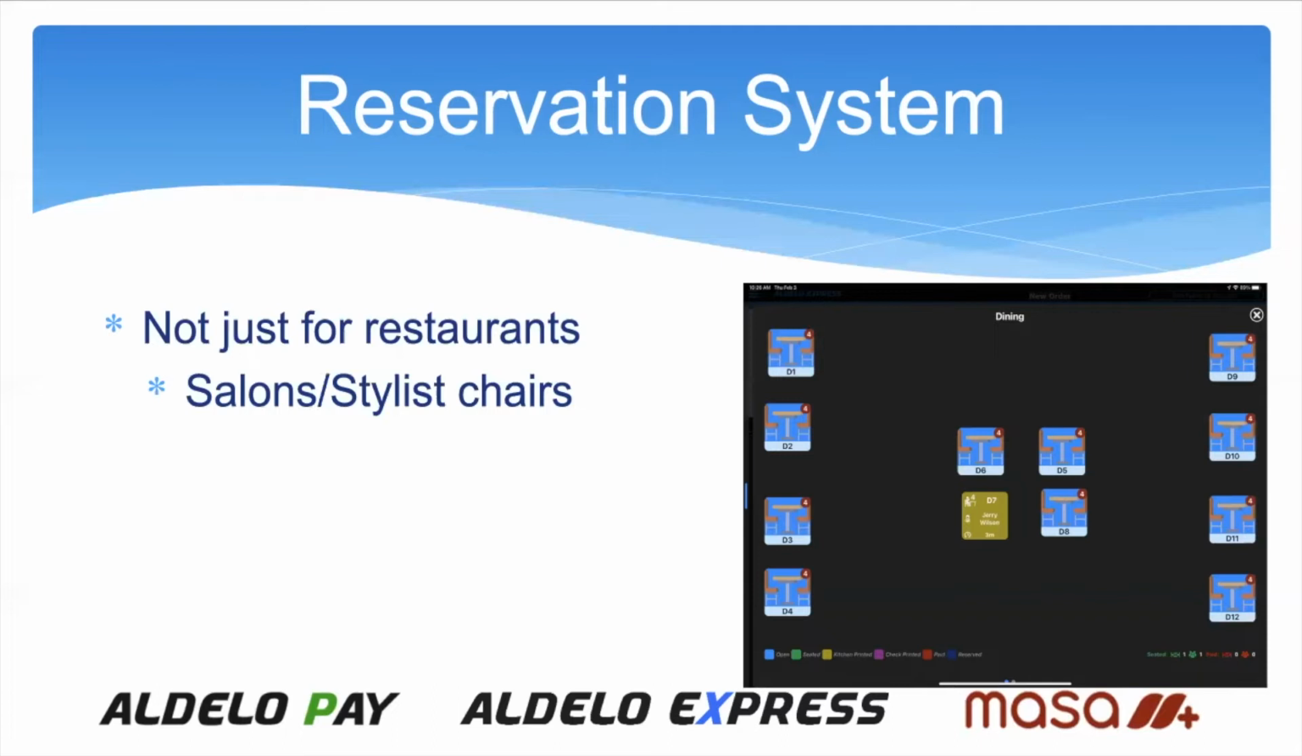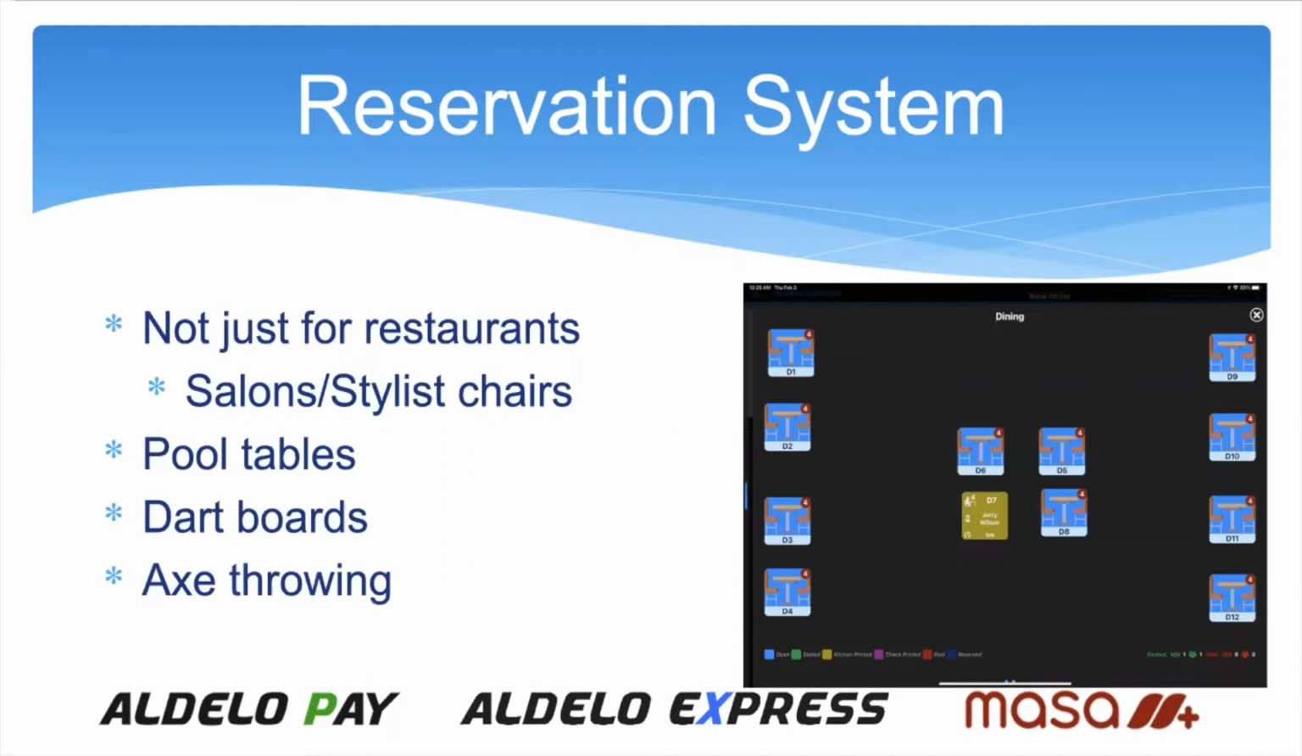What you'll find is you can change the icons on the reservation table layout to be a chair, a stylist chair. You can change the logo to be a pool table that you can then reserve. Dart boards. And another one we came up with, a really hot item right now, is axe throwing shops. You can reserve the lane, the axe lane.